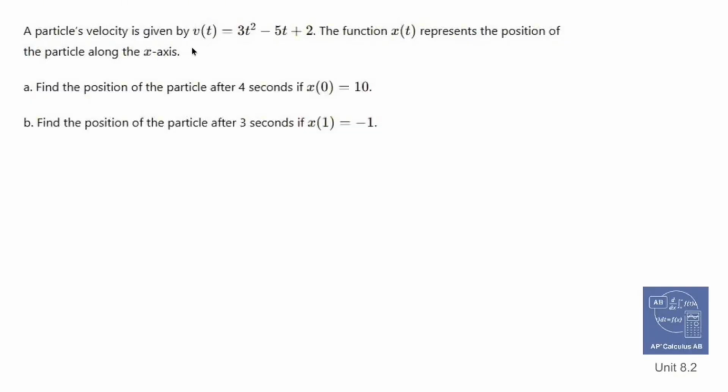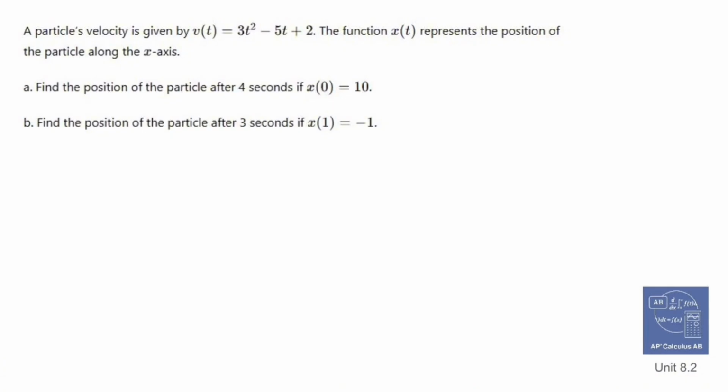A particle's velocity is given by v equals 3t squared minus 5t plus 2. The function x of t represents the position of the particle along the x-axis. So we have the velocity, we need to find the position. We're going to integrate, baby. Find the position of the particle after 4 seconds, given the initial condition at 0 seconds, we're at 10 for the position.